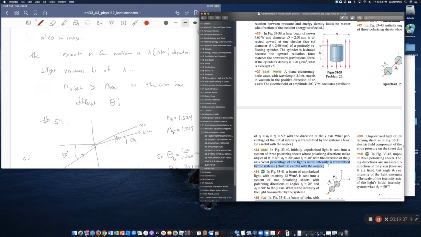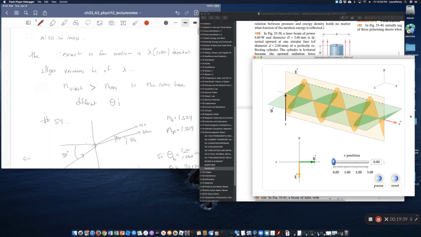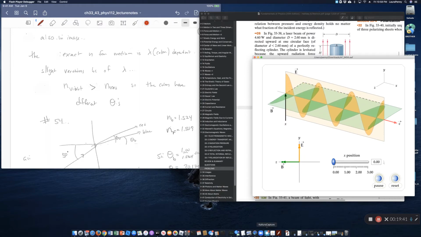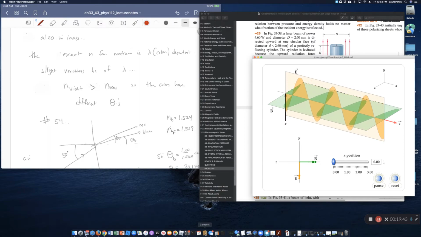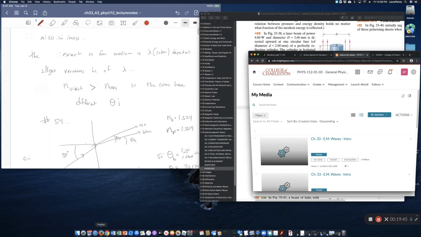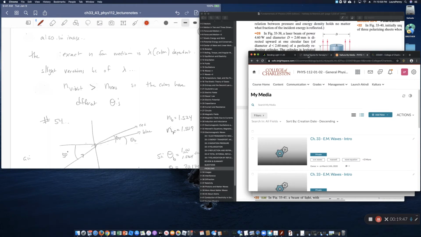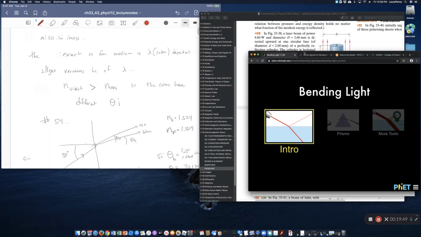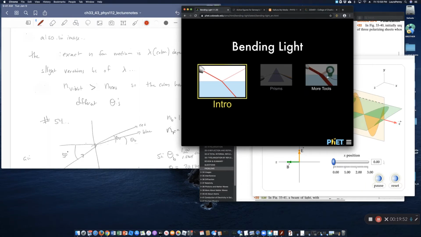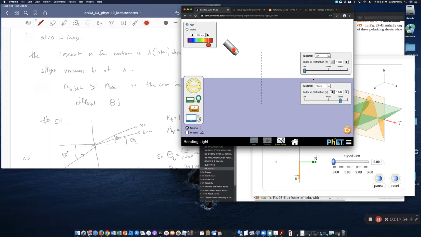At this point, I did want to look at the PhET diagram. The lab that the students are going to do on Wednesday, since we're not going to be able to do an in-person lab, uses this sort of simulation.